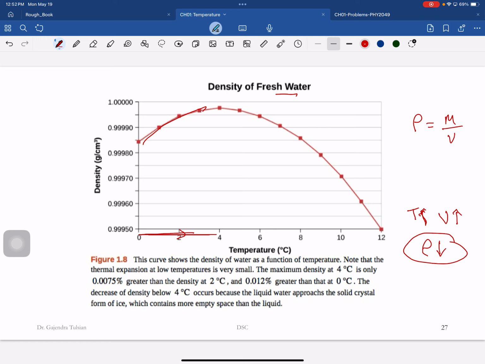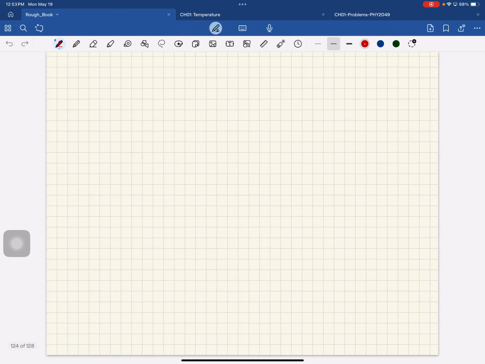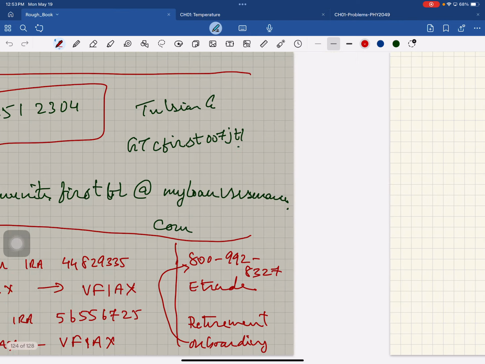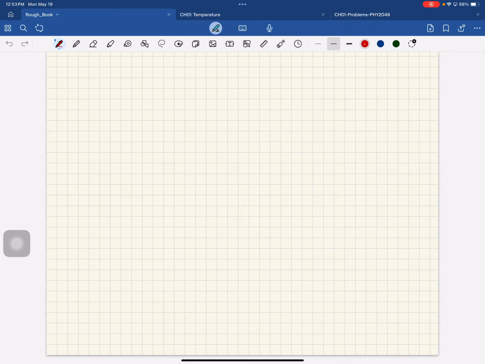It's a very small effect. See, this is 10 parts in 100,000. Very small effect, but this is extremely important. So here's an interesting story associated with that. So let's talk about that. You saw that in the small window, 0 to 4 degrees Celsius, as the temperature increases, the density was also increasing instead of decreasing. All right. So here's why that is important.